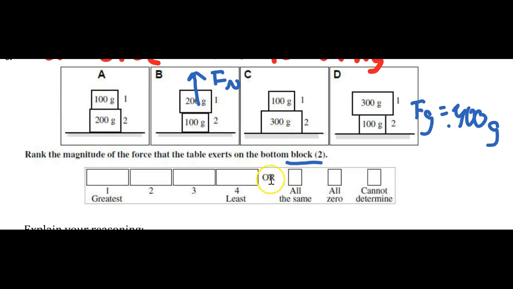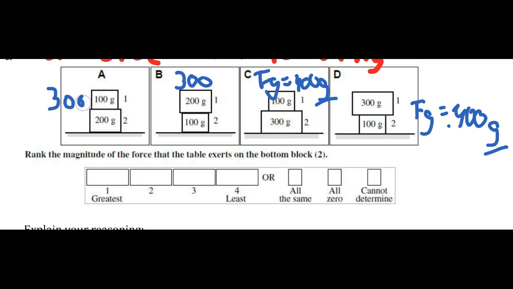So now let's clean this up a little bit and finish it out. For this one, the force of gravity equals 400 times g. G is a constant, so the force of gravity depends on the total mass. This one, the total mass is 300, and this other one, the total mass is 300. So which is bigger? C and D are greater than A, which equals B.